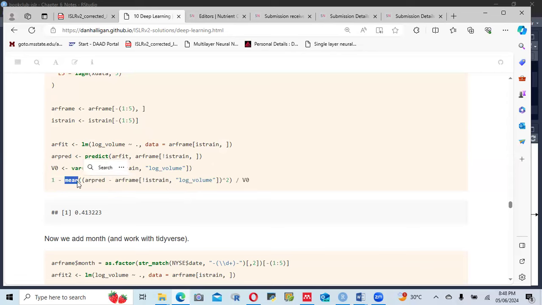We extract the mean of AR pred minus AR frame, not the training, but the test set. Then we have log volume raised to the power of 2 all over V0. So we have 0.4132. Now we add a month and work with the tidyverse.